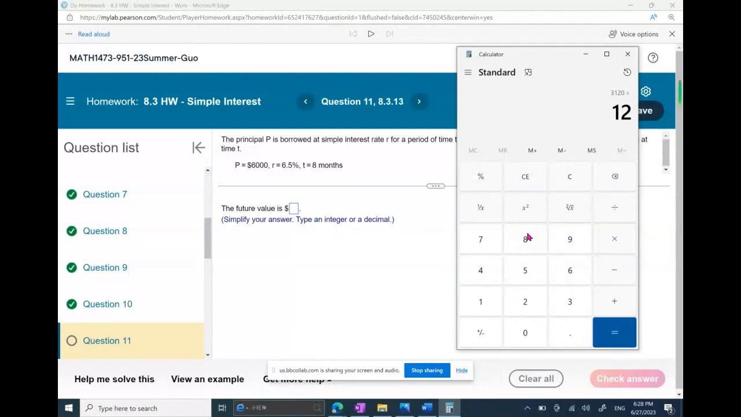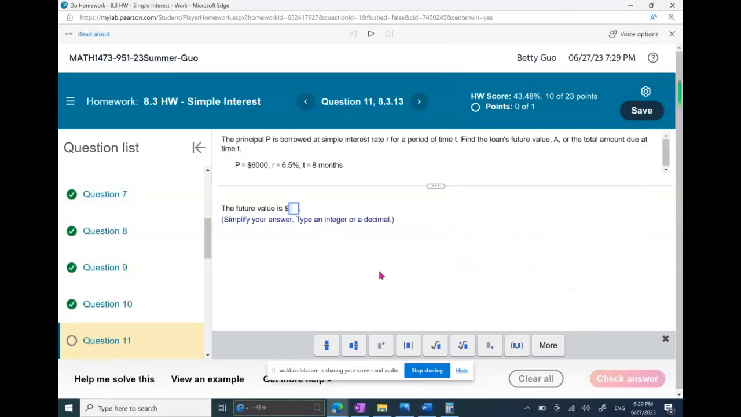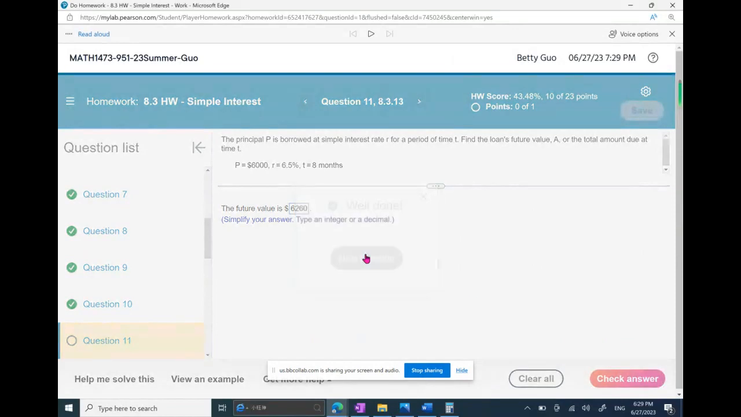That is 2/3 of a year. 8 over 12, yeah, 2/3 of a year. So that's the principal, that's the interest. Add the interest on top of the principal. So we have 6,260.